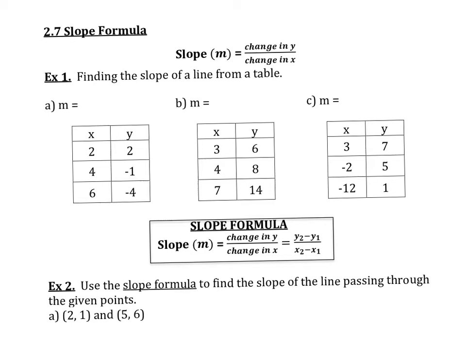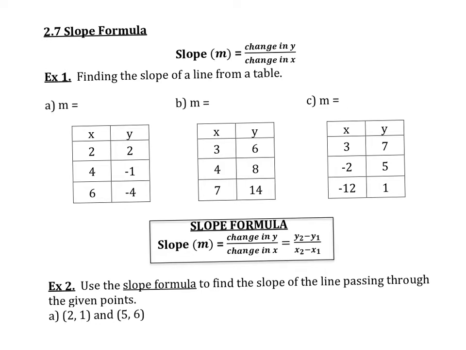In section 2.7, we're going to work on the slope formula. So we're going to find the slope given 2 points or perhaps given from a table. Okay, and just as a reminder, at the top it says the slope, which is letter M, is the change in y over the change in x, which is why we often say rise over run.